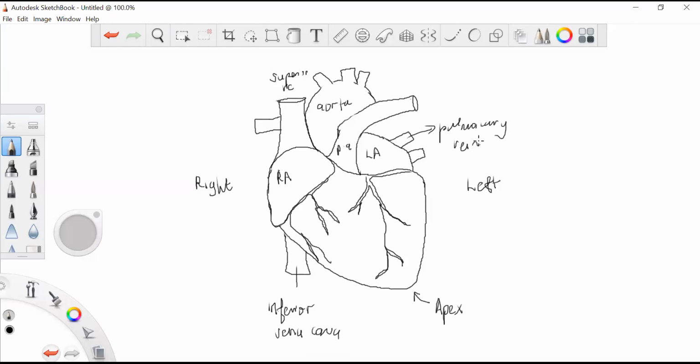The pulmonary vein actually carries oxygenated blood from the lungs to your heart. The term pulmonary here implies that it is associated with the lungs. All right, so there you go, you have your heart. I hope you are able to sketch the frontal view of the heart. It's actually quite easy for you to draw.